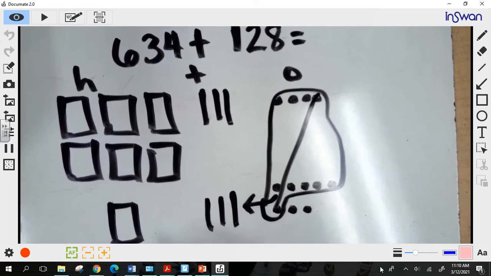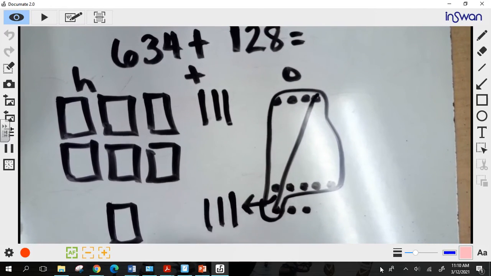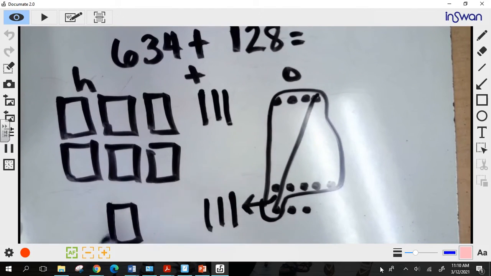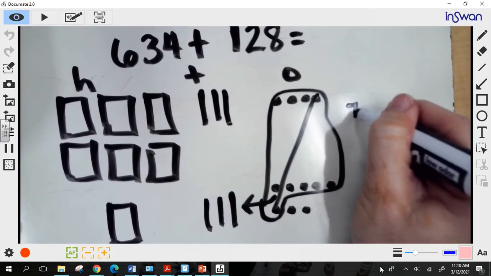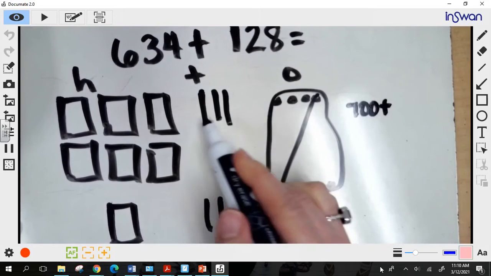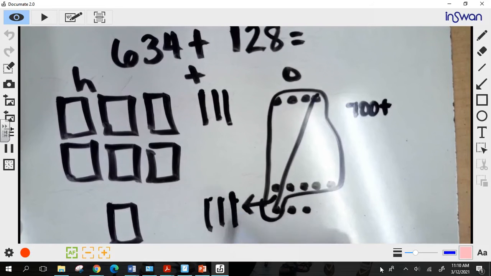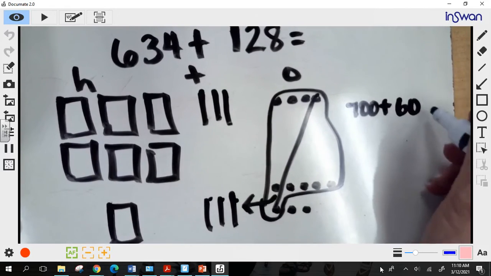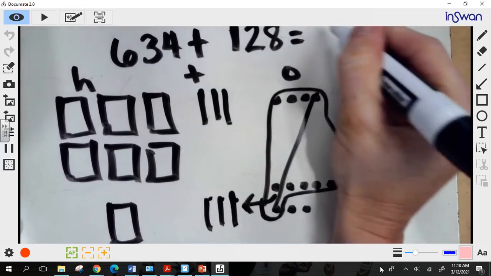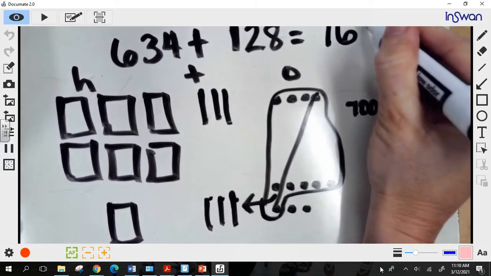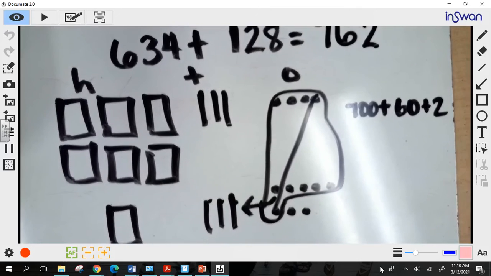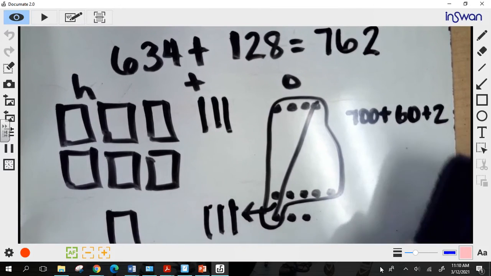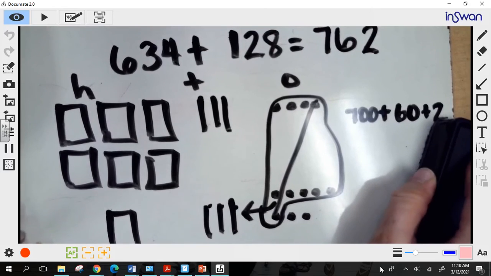What do we have? How many hundreds do we have? I have 700, 100, 200, 300, 400, 500, 600, 700. So I have 700 plus how many tens? There are 6 tens, which is 60, and 2 ones. Put that together, I have 762. Did you get 762? Let's check this with expanded form.